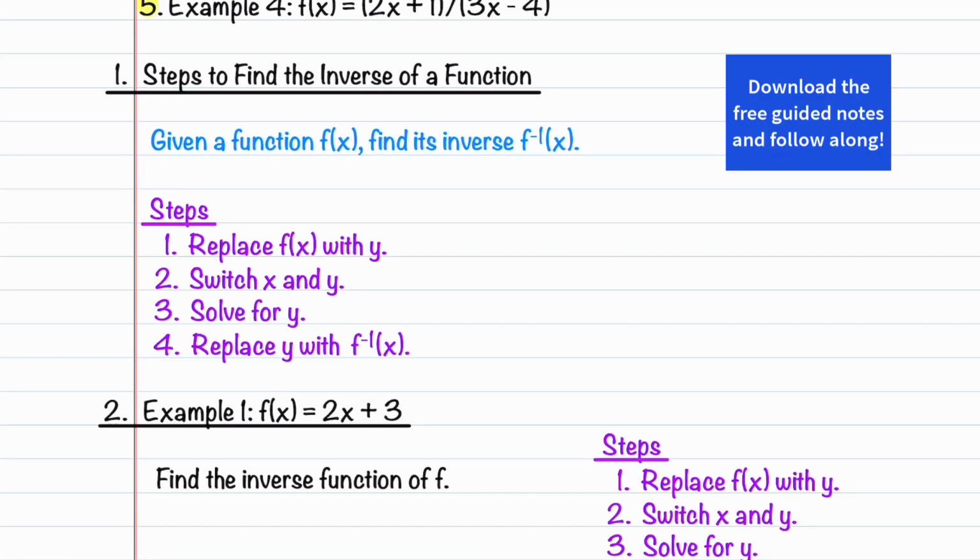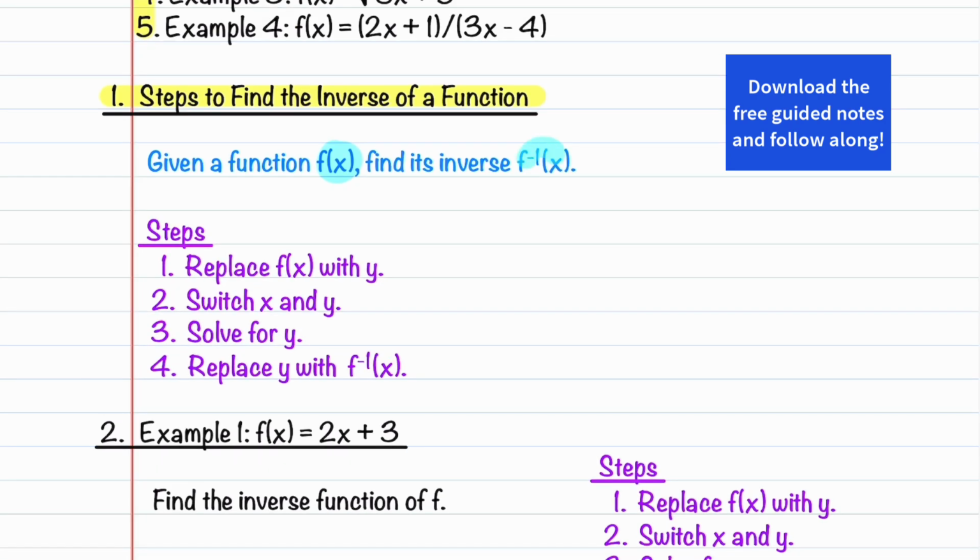I'm going to begin by going over the 4 steps that you can follow to find the inverse of any function algebraically. If you're given a function f of x, you can follow these steps to find the inverse of a function that's written as f inverse of x. Here are the 4 steps. The first step is that you're going to replace f of x with y. You're then going to switch x and y. You'll then solve for y. That takes most of the time. And then the last step is that you just replace y with f inverse of x.